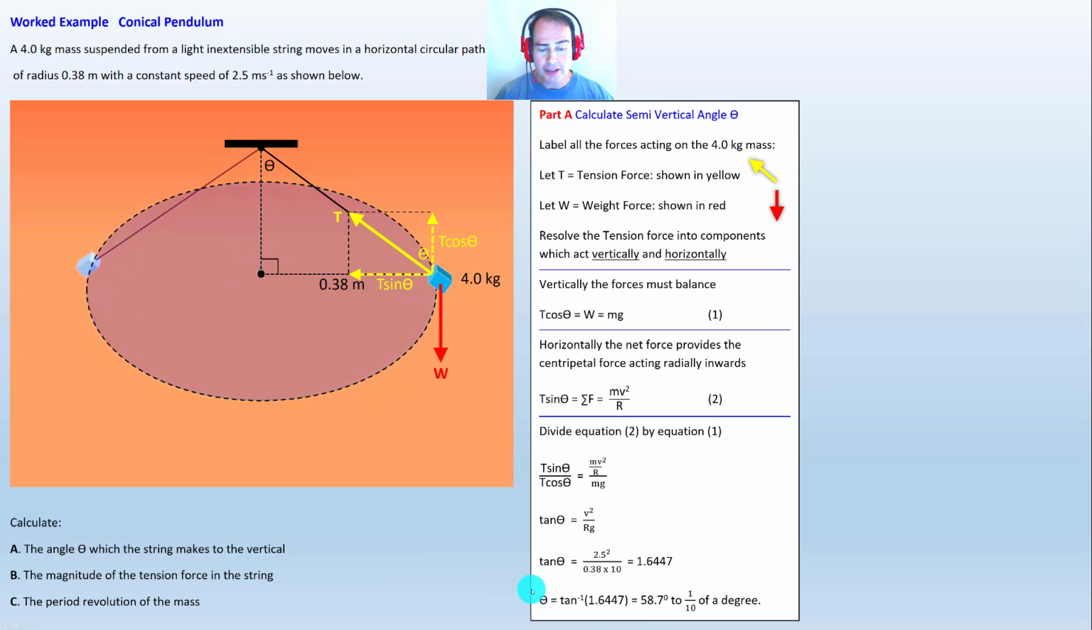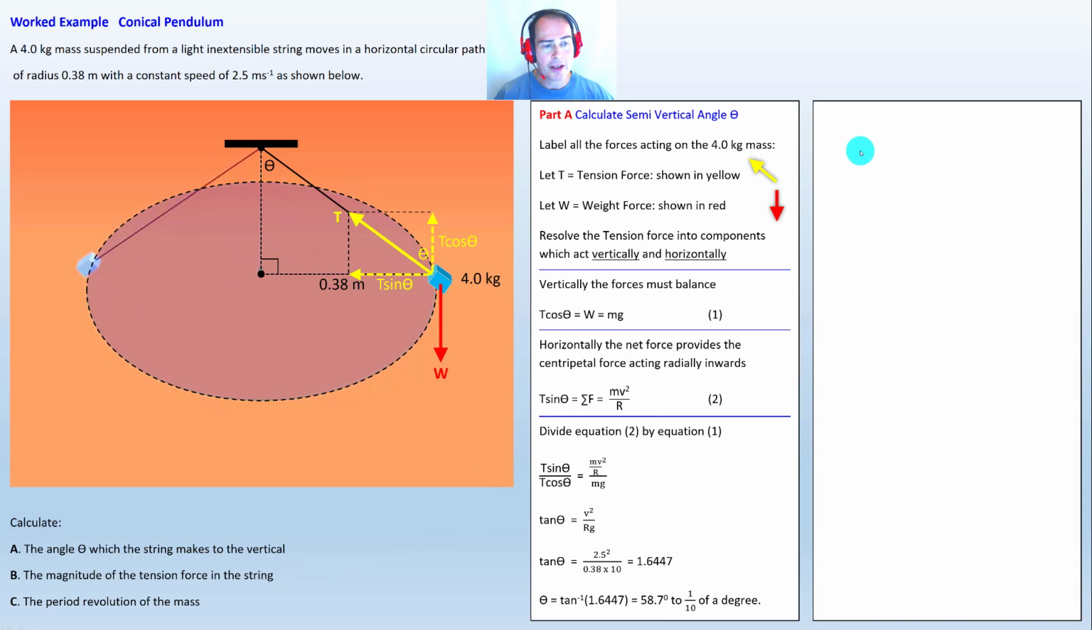semi-vertical angle. Since now we have the semi-vertical angle, we can substitute it into either equation 1 or 2 to solve for the tension, and that's how we do part B, calculating the magnitude of the tension. Part B, calculate tension. Now I've selected equation 1. Equation 1 is a simpler looking equation than equation 2, however they would both work.